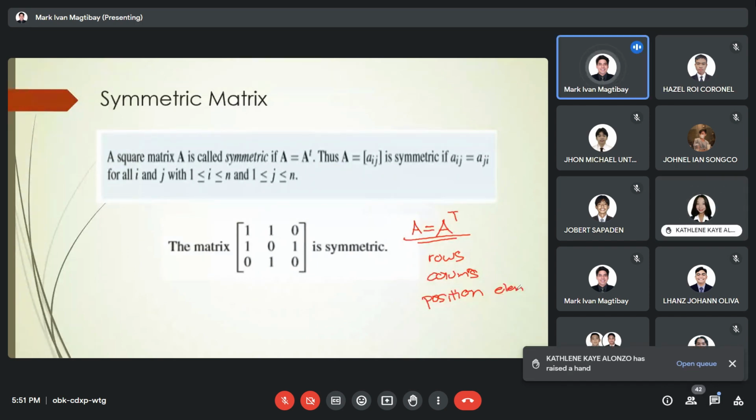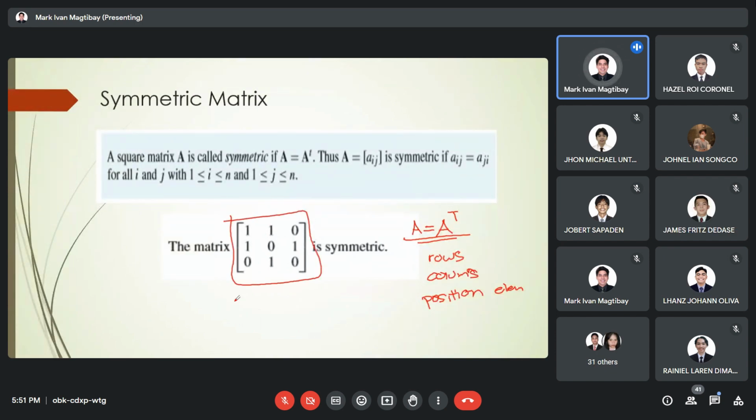Okay, okay lang. Sige. So, yun po yung ating symmetric matrix po. Magiging equal po yung original matrix natin sa naging transpose matrix po natin. Okay? If you try to transpose this one po, itong matrix na ito, magiging the same pa rin po yung itsura niya after na transpose natin siya.